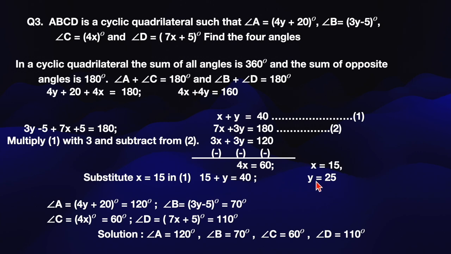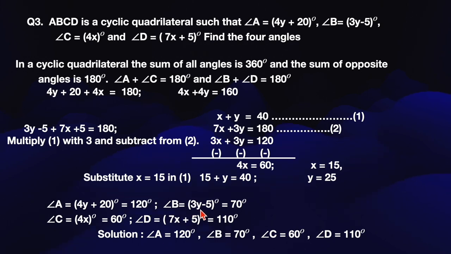Now comes the important part. Don't finish the sum here itself. Again you have to find the value of A. So A is 4y plus 20 degrees. So put the value of y as 25. Solve it, you get 120. So the answer is angle A is 120.